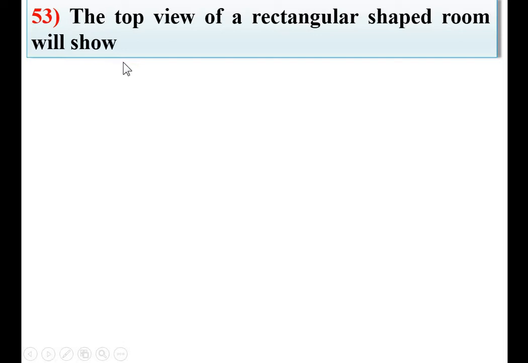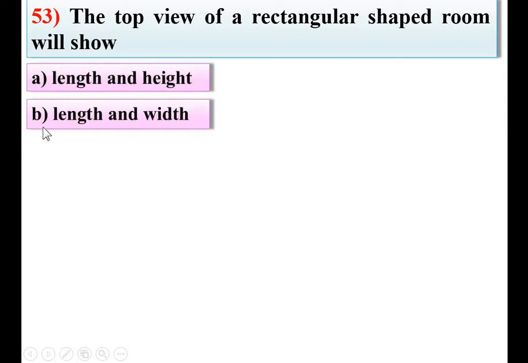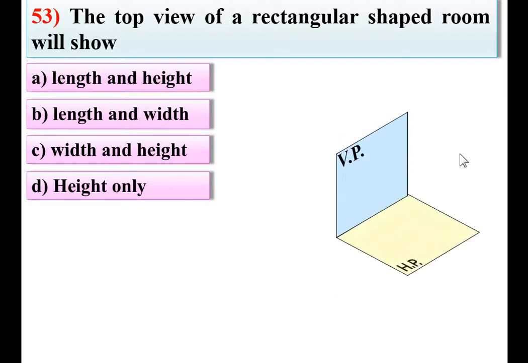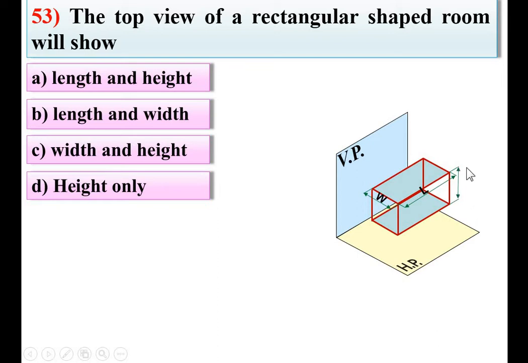Next, the top view of a rectangular shape room will show options: length and height, length and width, width and height, height only. So let's consider the figure. So this is the reference plane VP and HP, and the rectangular room is given to you. So I will put it over here. This is the rectangular room. This is called as the length. This one is the width, and this is the height.